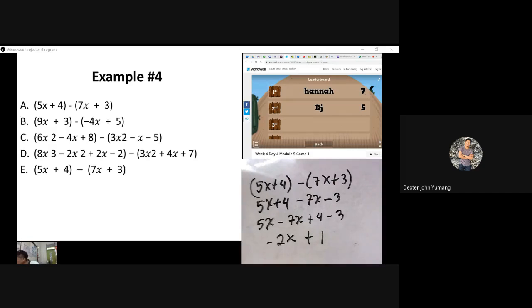So, may nakatama ba? Asral. Others? Si Asral lang po nakatama. So, negative 2x plus 1. Very good. So, this is letter E. Please copy. Tell me if you're done.